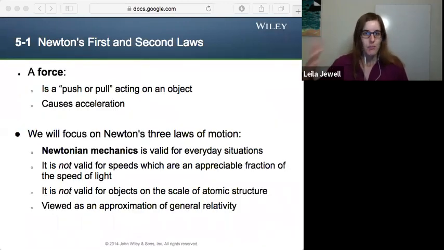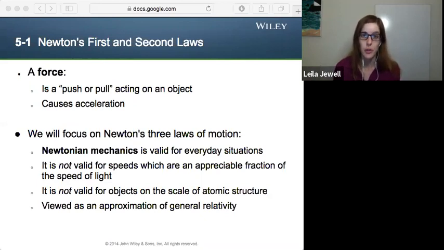So first, let's define what a force is. A force is any push or pull that's acting on an object. Another key detail is a force causes an acceleration. So those are a couple of things to keep in mind. And we're going to focus on Newton's 3 laws of motion in this chapter.